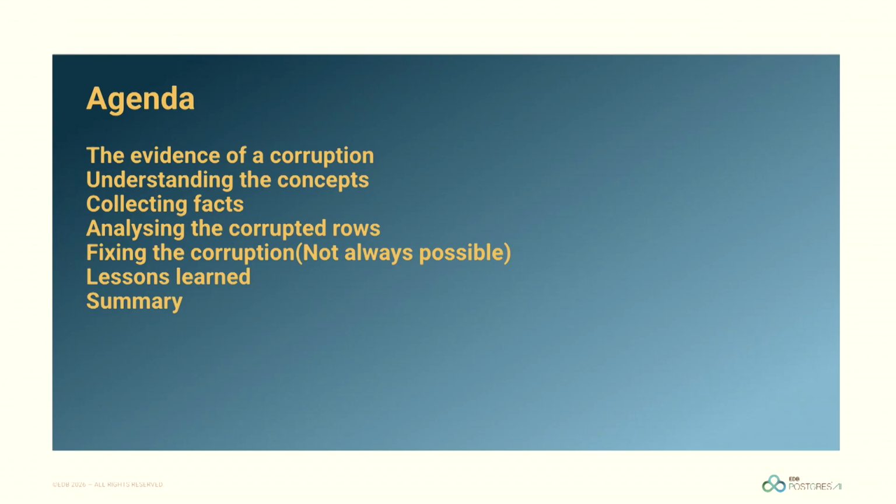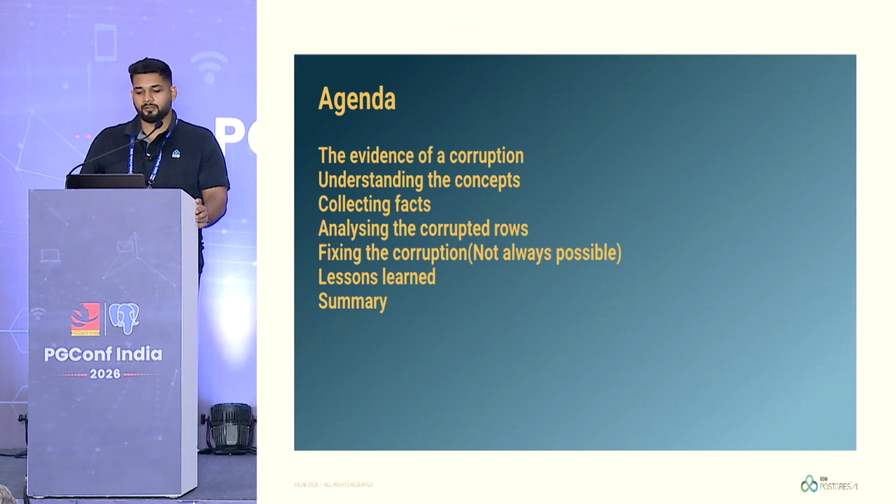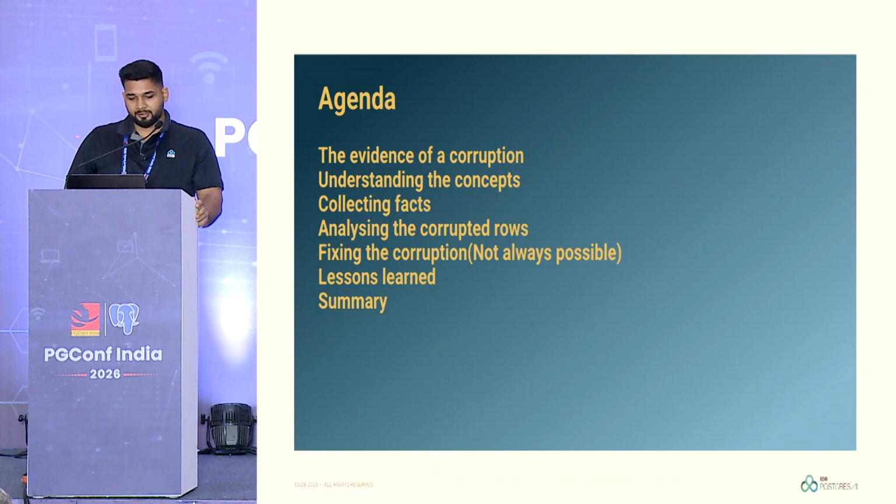So yeah, that's the agenda. We first look at the evidence of a corruption. This is where we found the problem. We revisit some of the concepts of MVCC and understand how transaction IDs are tracked in Postgres. We collect some facts. This is basically after you are notified about an anomaly in a production database, you would typically go about understanding what's there in the system, what happened with the system in the past few days. And once we identify that, then we look at the exact corruption that we faced. And then we look at options to fix that corruption.